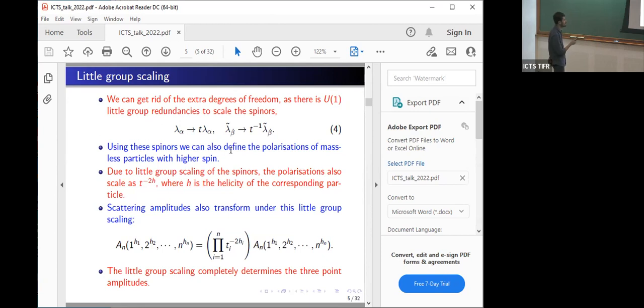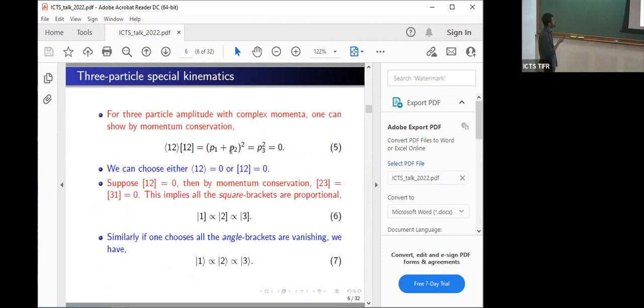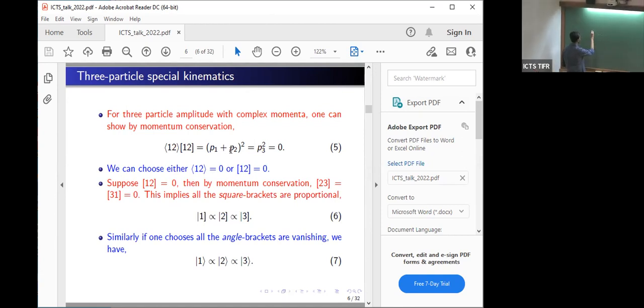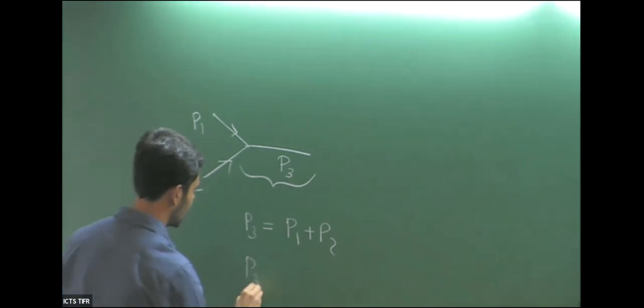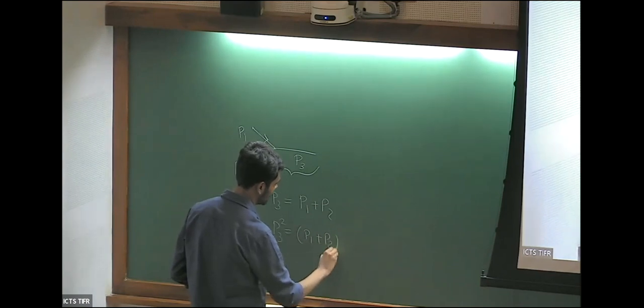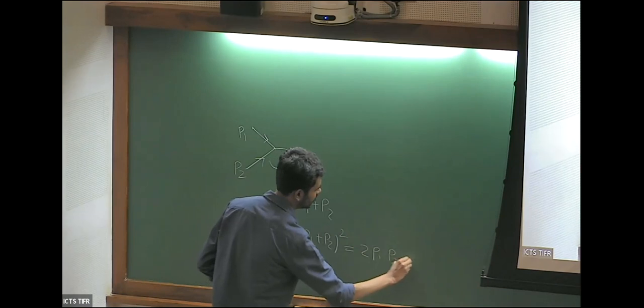And we will see that this little group scaling completely determines the 3-point amplitudes. Now let us discuss the 3-particle special kinematics for massless particles. For 3-particle amplitudes, we know that a 3-particle amplitude with real momenta can't exist. Because if we take real momenta, let's say p1, p2, p3, then by momentum conservation p3 equals p1 plus p2, and p3 squared is (p1 plus p2) squared, nothing but 2 p1 dot p2, which is not equal to 0.